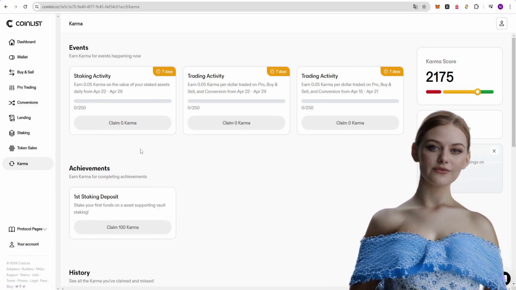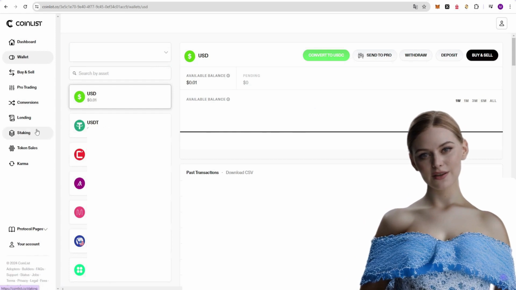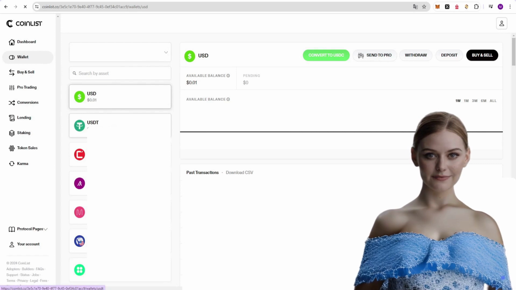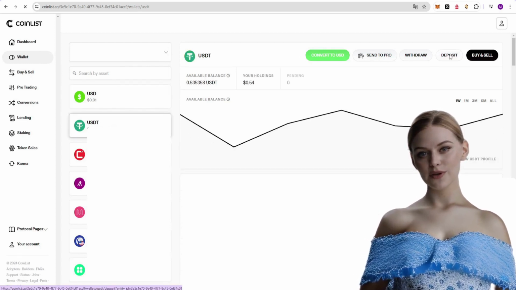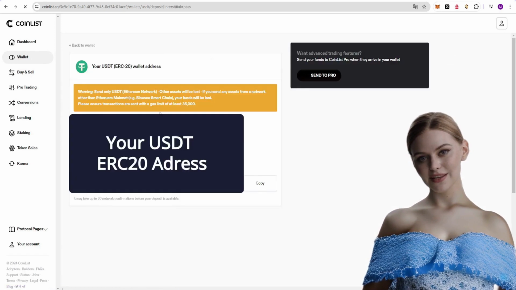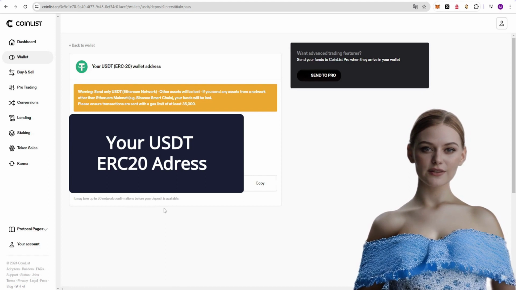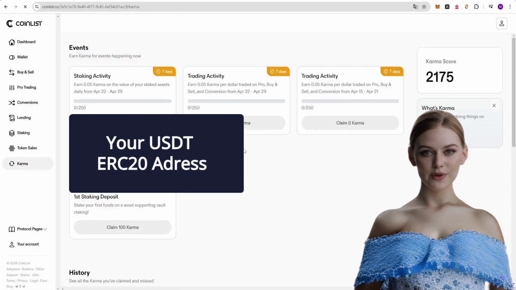If you haven't transferred any money to Coinlist yet, go to the Wallet section. Here, those who want to send USDT to their account can select USDT. Then you'll need to go to the Deposit section to get your address. But remember that this address is an ERC20 address. When sending money to this network, there is a chance you might pay excessive fees. That's why I usually use my Solana wallet address when sending money.